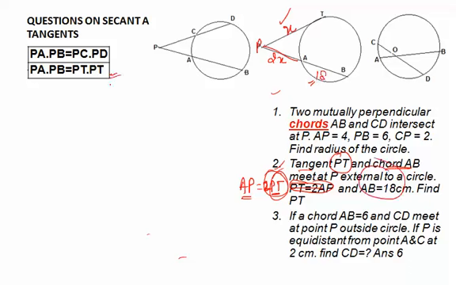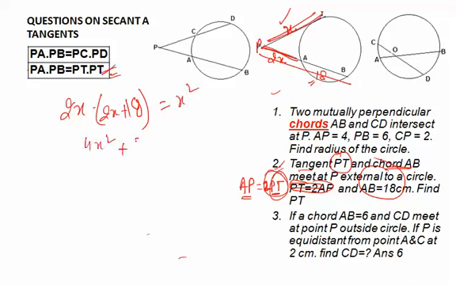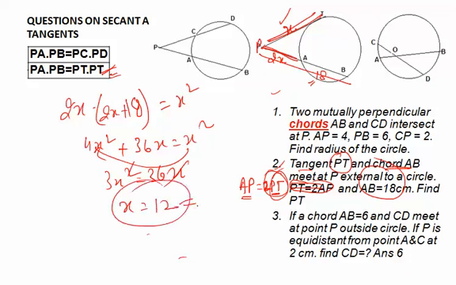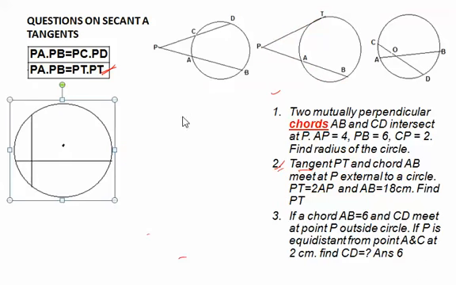So apply this formula. PA, 2X, into PB, which is 2X plus 18 total length, is equal to PT square, X square. So this comes to 4X square plus 36X equals X square. Bringing this to this side, 3X square equals 36X, X cancels out, and X is 12. That is your answer. Now let's discuss this question, that is the first one.